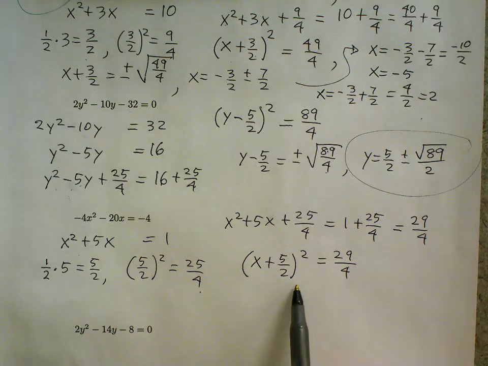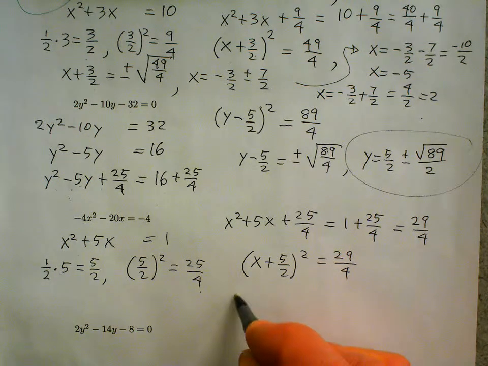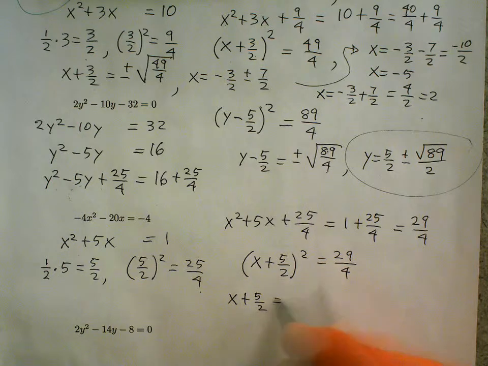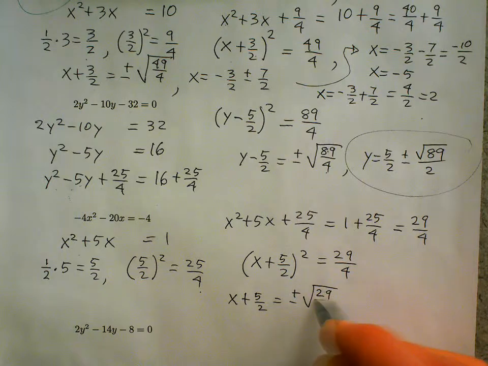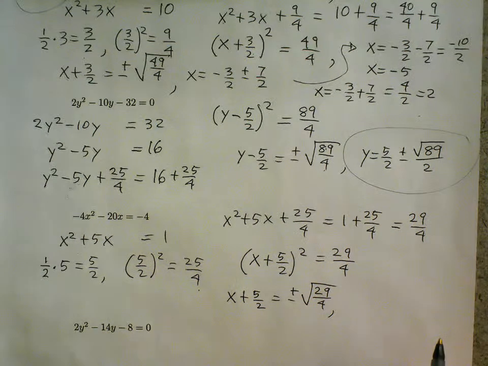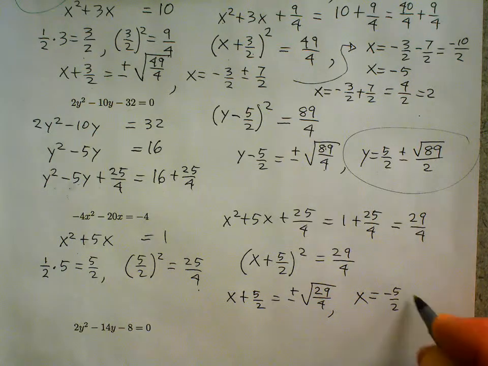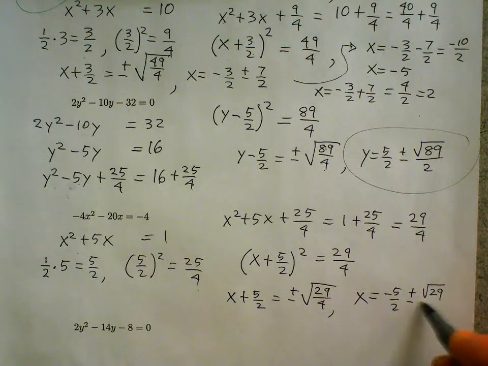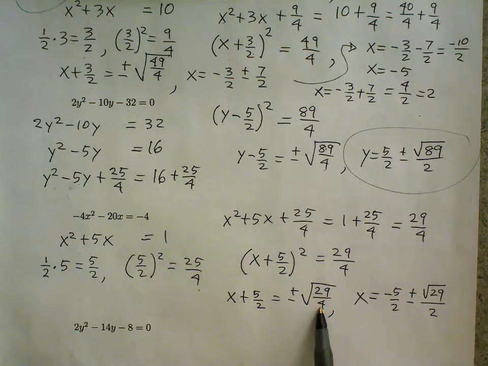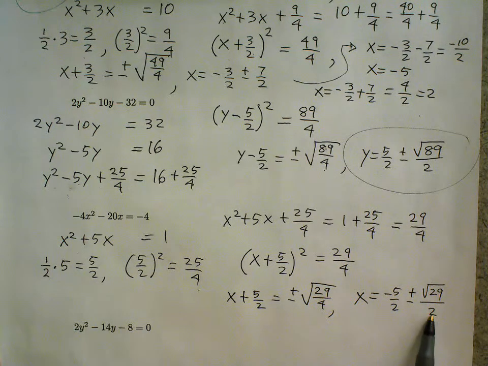And then apply the square root property. We get x plus 5/2 equals positive and negative square root of 29/4. And then lastly, subtract 5/2 from both sides. We get x equals negative 5/2 plus and minus the square root of 29/2, because the square root of 4 in the denominator becomes 2.